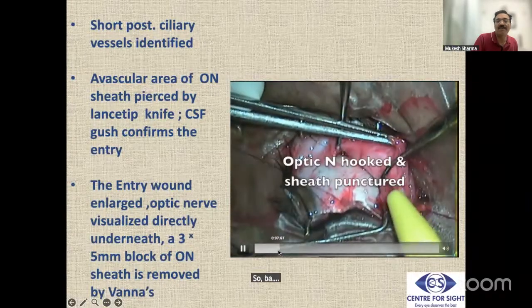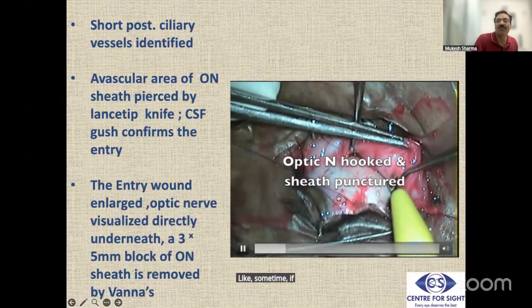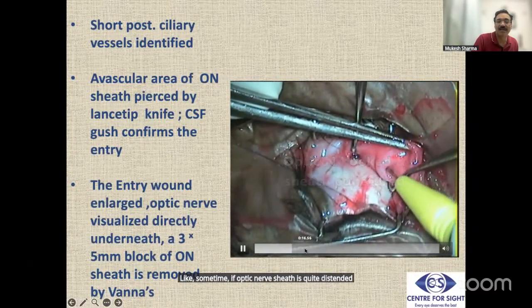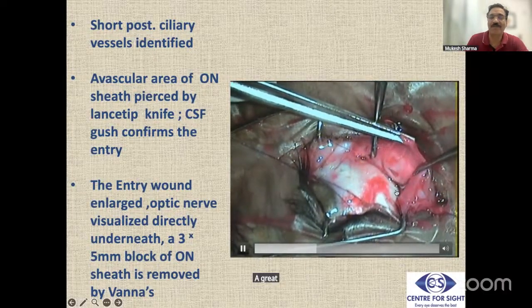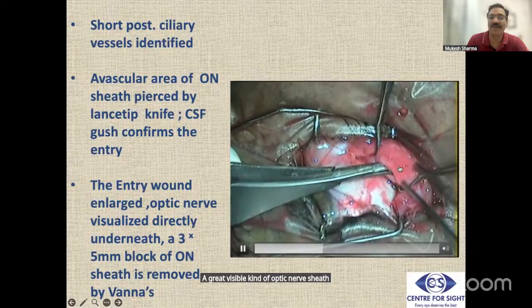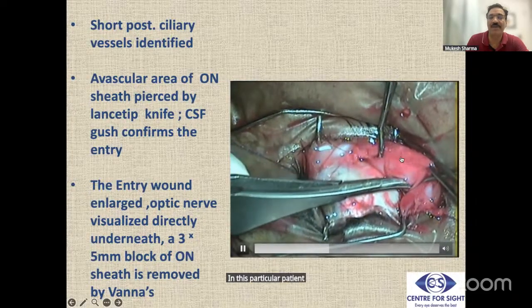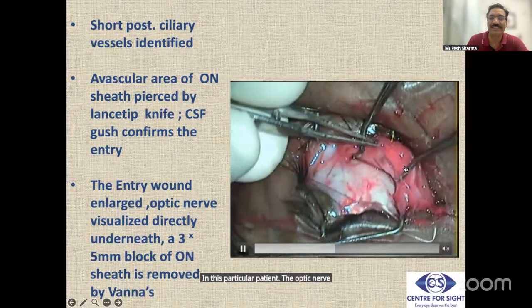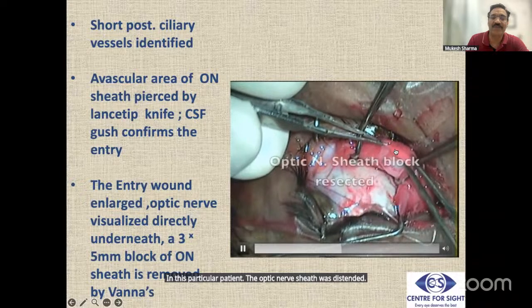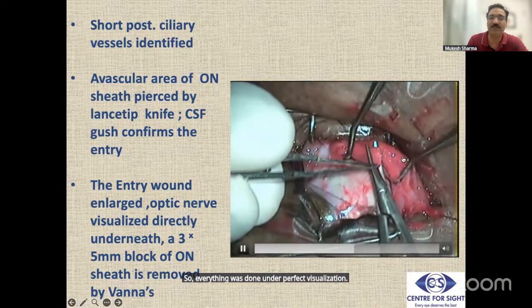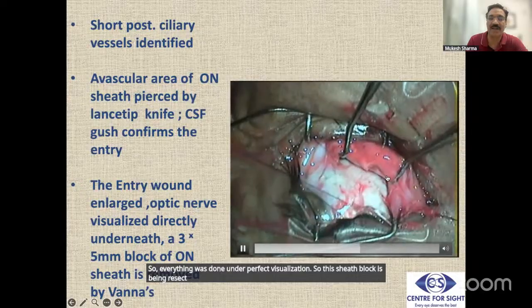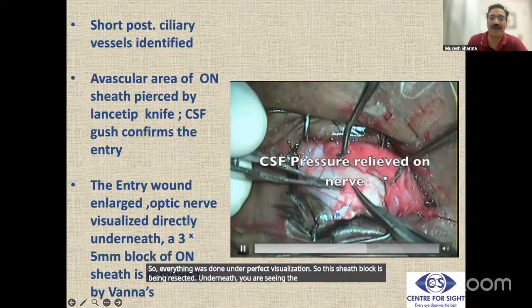Sometimes, if the optic nerve sheath is quite distended, you can have a great, visible optic nerve sheath and optic nerve. In this particular patient, the optic nerve sheath was distended, so everything was done under perfect visualization. This sheath block is being resected. Underneath, you are seeing the optic nerve trunk.